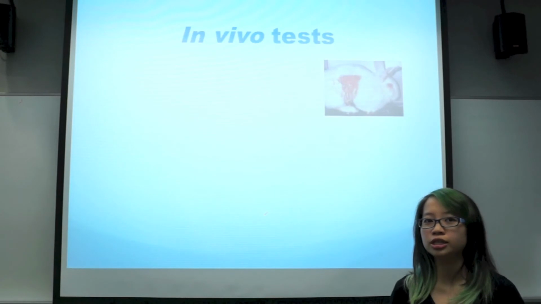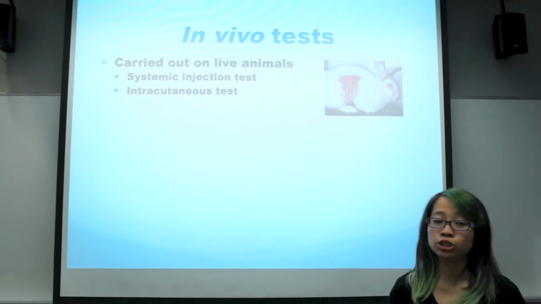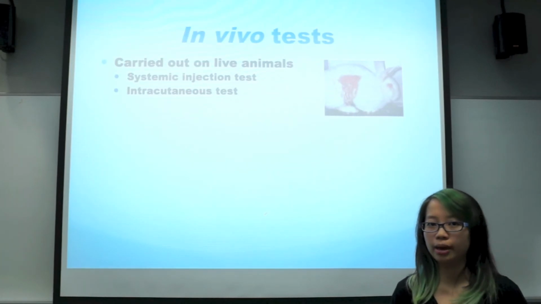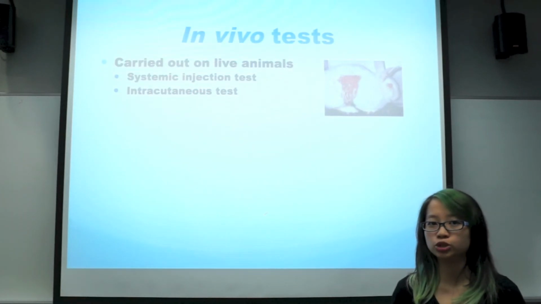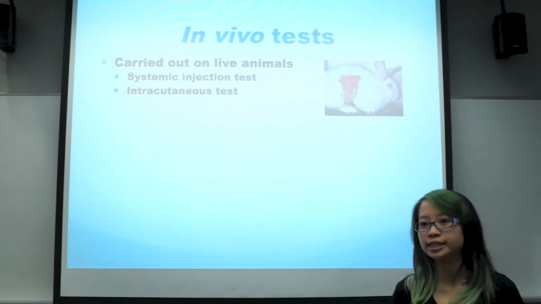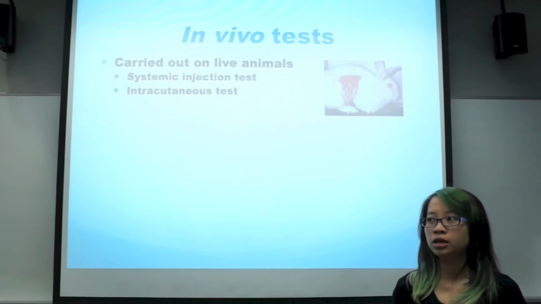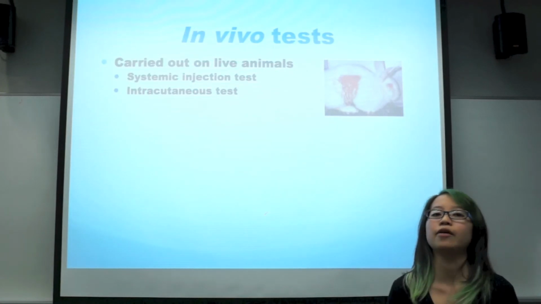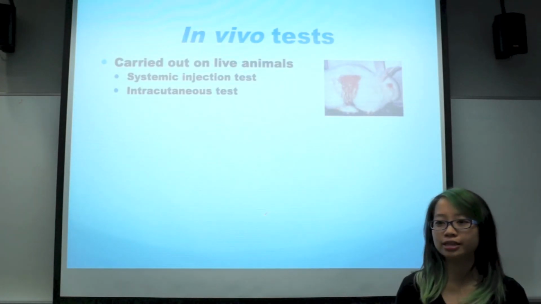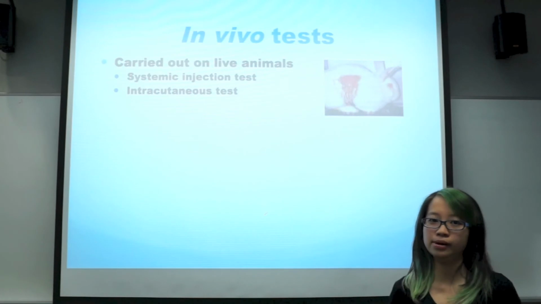So the in vivo test is usually done on mice and rabbits. Systemic injection tests and intracutaneous tests. They both involve the material extract being injected into the animal body. For the systemic injection test, the material extract is injected into the systemic circulation of mice, and the material passes the test if the mice do not show an extensive reaction to the material, such as convulsions or death. The intracutaneous test involves injecting the material into the skin of a rabbit. And for a material to pass that test, the rabbit should not have any severe reactions as well, such as erythema or edema.